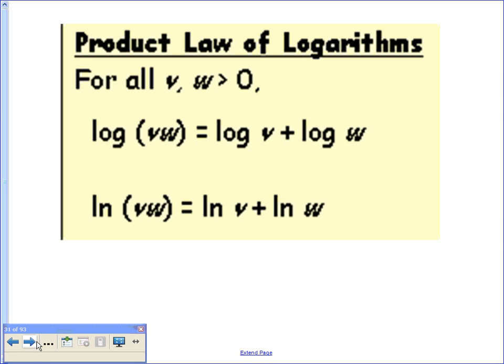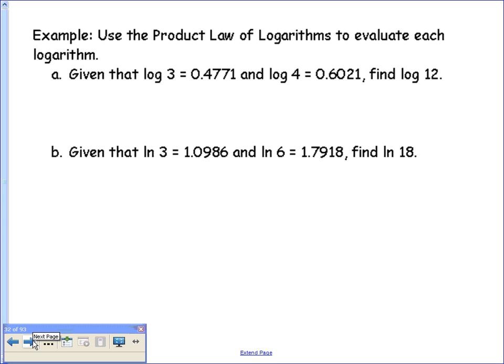Right? So then we have the product law of logarithms. The product law says that if you have a single logarithm, so condensed, and you have a product, and you want to expand that logarithm, then you can write it as log v plus log w. And the same way with natural logarithms. So let's look at some examples with that. Let's say we're going to use the product law and we're going to evaluate each one of these.